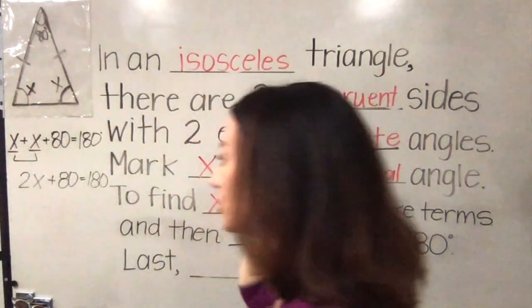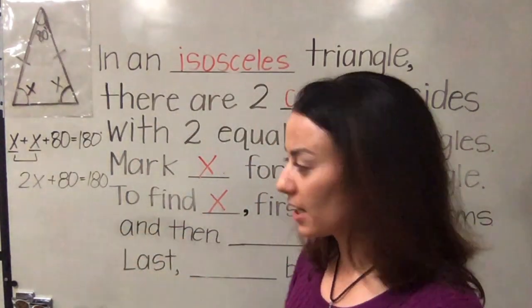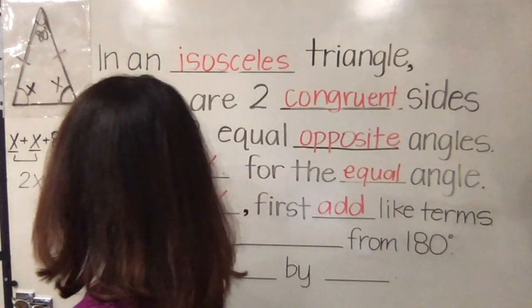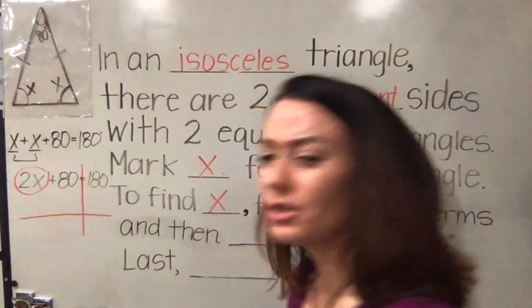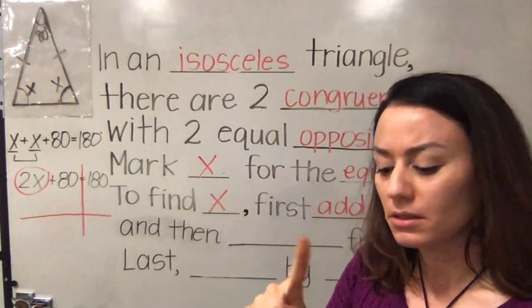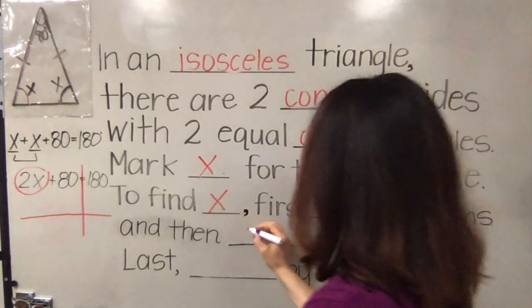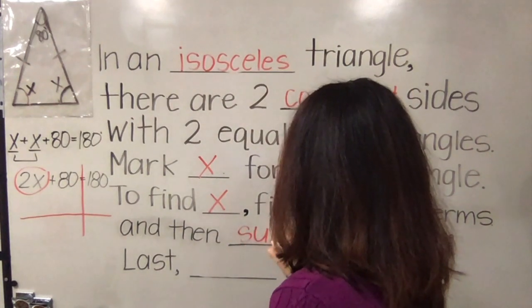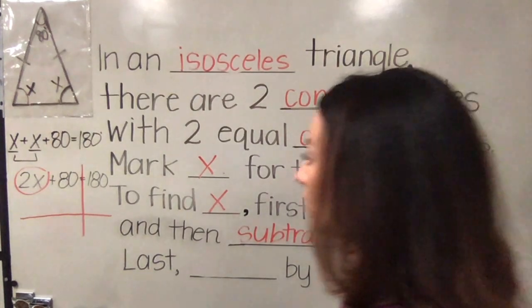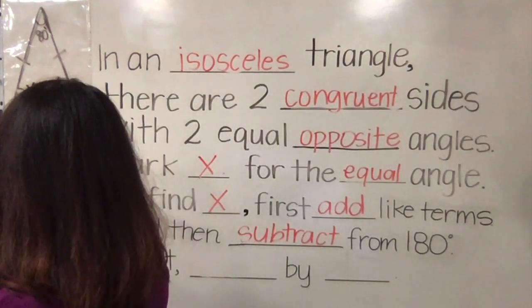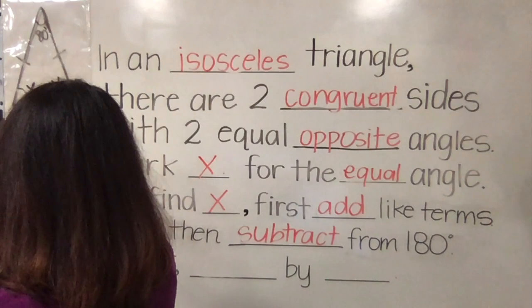Great. So what do you do now? Can you solve this equation now? Yes. You would make a t. I'm going to ask that you circle 2x. So what do you do next? You have to do what to both sides? Subtract. What are you subtracting from? From 180, right? So subtract from 180. Good. Let's do minus 80 on both sides.